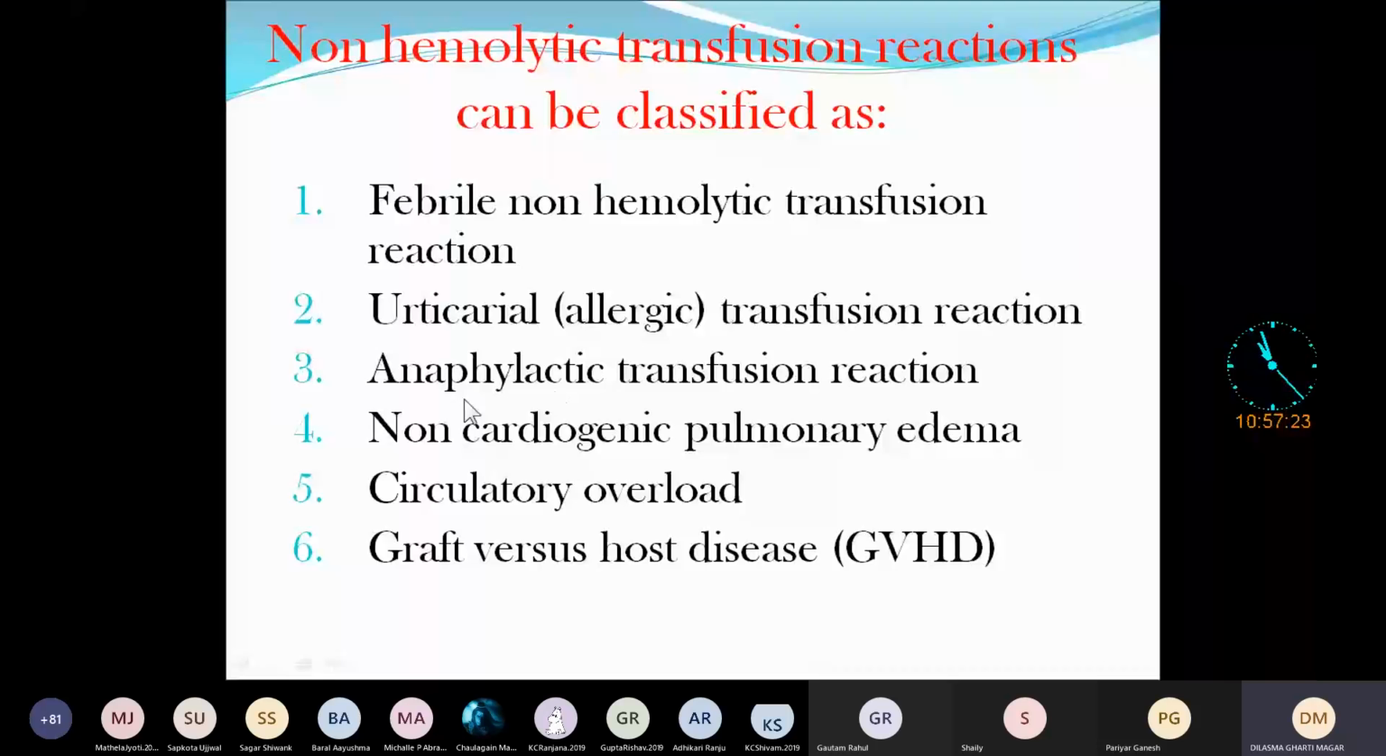And non-cardiogenic pulmonary edema. Here the pulmonary edema will be there, and the patient will tell that I'm having difficulty in breathing. Sometimes, I told you, circulatory overload also. If blood is transfused immediately within a short period of time, it will lead to circulatory overload. And graft versus host disease, I told you, if the parents give blood to the offspring or the siblings, then at that time there can be graft versus host disease.